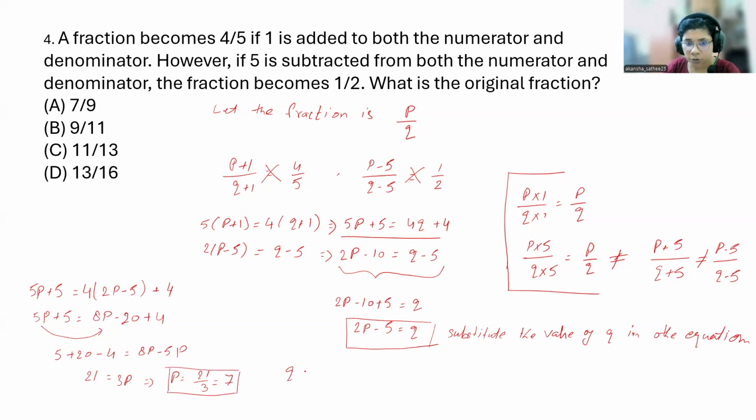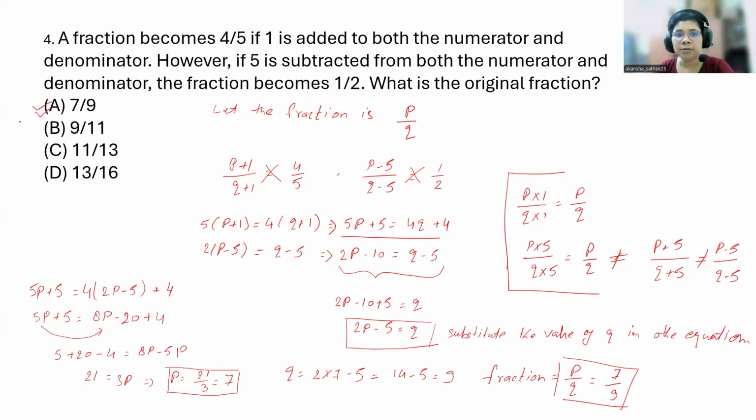Substitute over here. q is equal to 2 into 7 minus 5. 2 into 7 is 14, minus 5. So that is equal to 9. So the fraction is equal to p by q, and p is 7, q is 9. So this is your final answer, 7 by 9. So option A is correct.